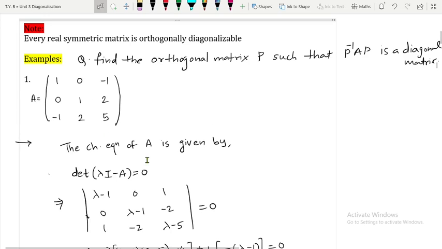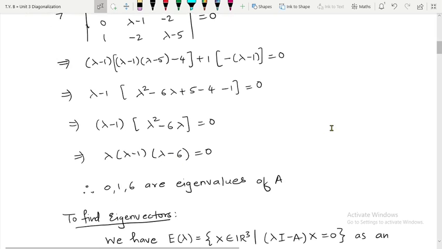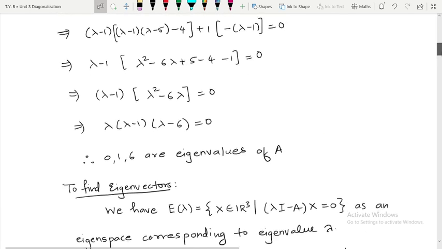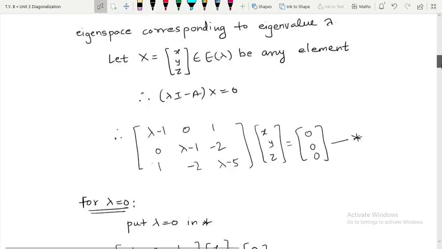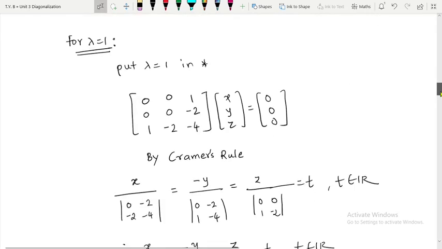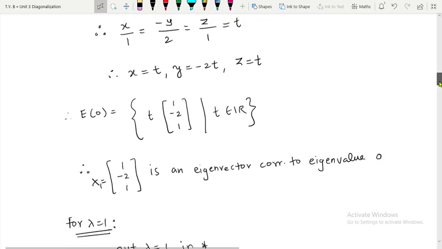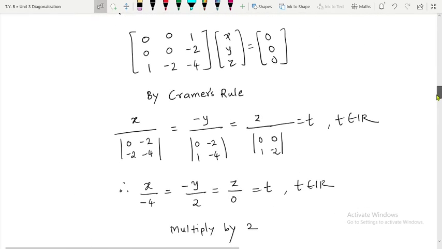So what I have done is I have found the characteristic equation of this matrix. Then by doing certain calculations you get the eigenvalues to be 0, 1, 6. Now I found the eigenvectors corresponding to each eigenvalue. First of all, I went for lambda equal to 0 and I got this eigenvector, that is 1, minus 2, 1. Then thereafter I went for lambda equal to 1 and I got the eigenvector.